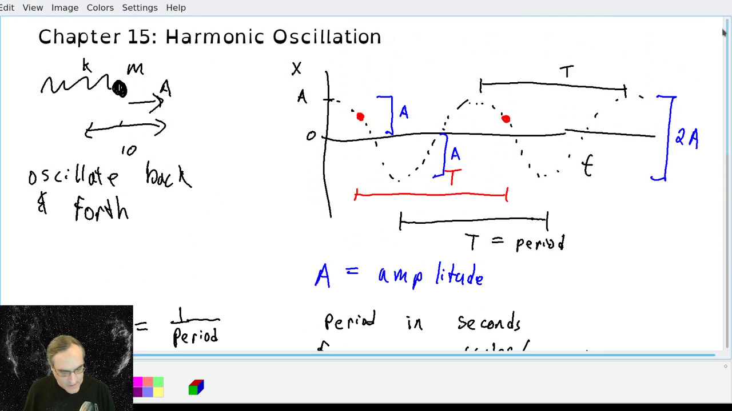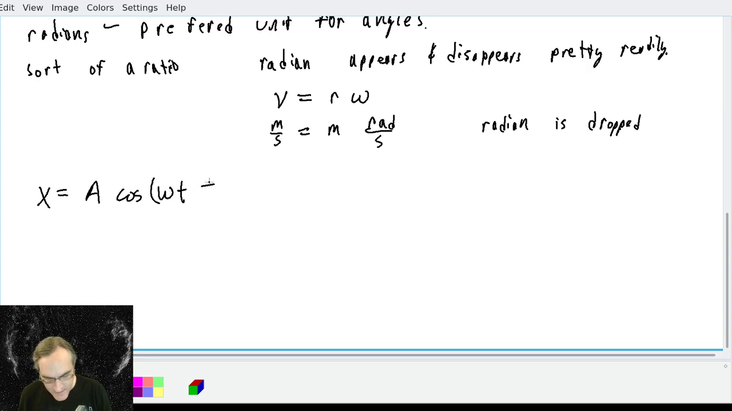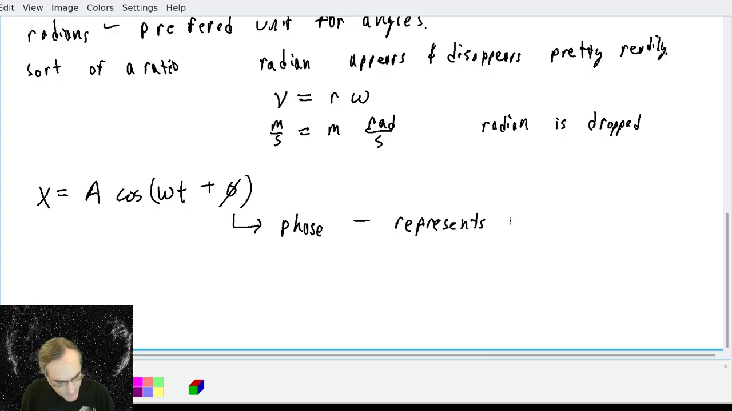Alright. Let's see. A couple more things just to talk about quickly. We're going to find that our position will tend to look something like amplitude times cosine of omega t plus a phase. The phase represents the start point.